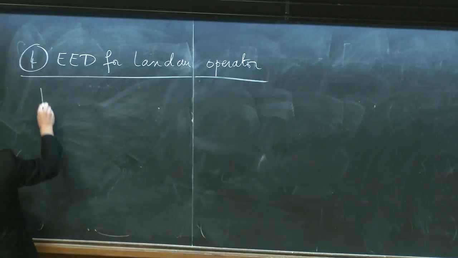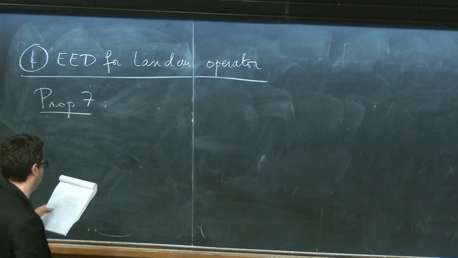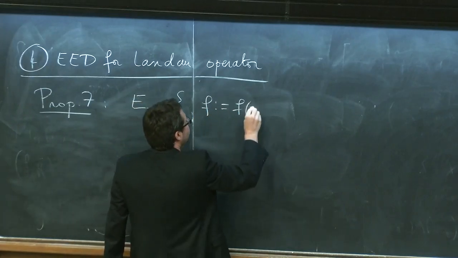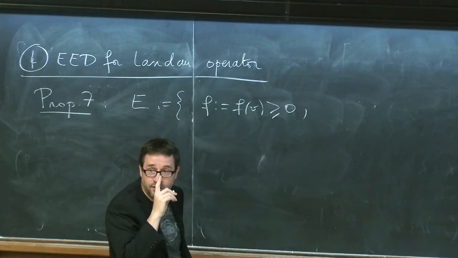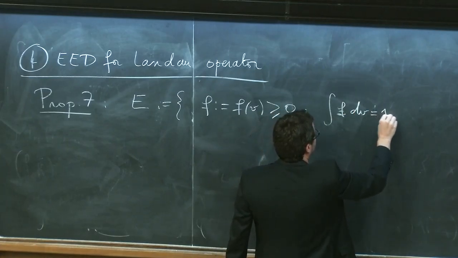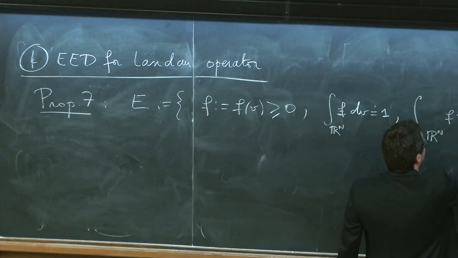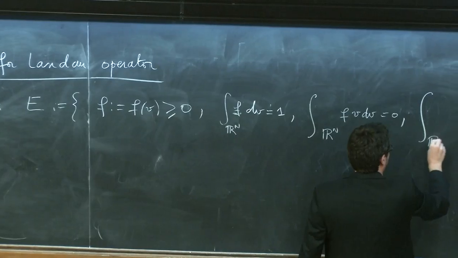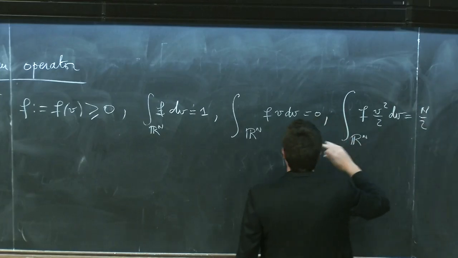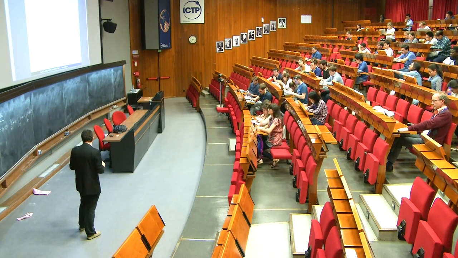So let me write maybe the main proposition there. And it's maybe number 7, I'm not really sure. Let's consider the set E of functions F of v which are non-negative, and such that the following normalization is satisfied. That is, F has an integral equal to 1. So this is defined on R^n. We suppose that the momentum, the integral of F v dv, is equal to 0, and that the kinetic energy, the integral of F v squared over 2, is equal to n over 2. So this is just a normalization which enables us to write down a theorem which is a little easier to read than in the general case.